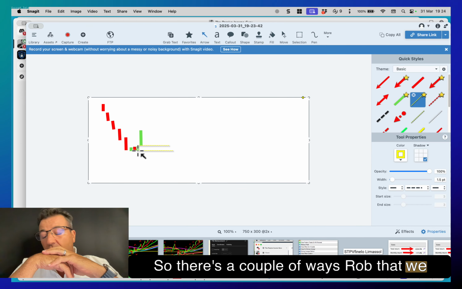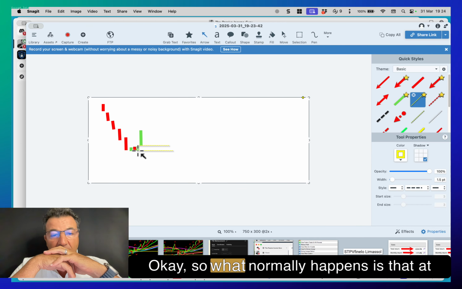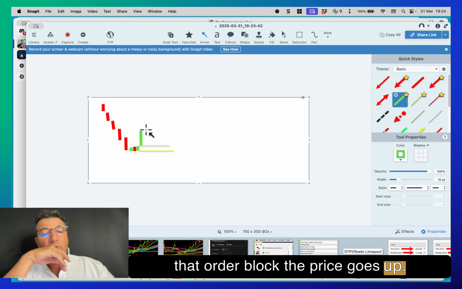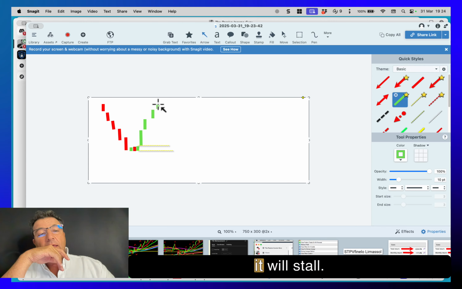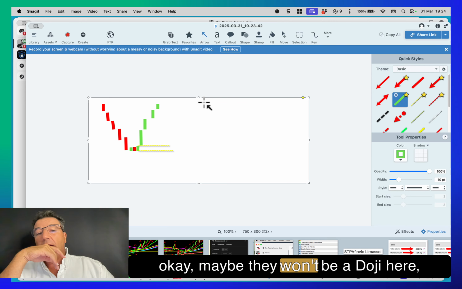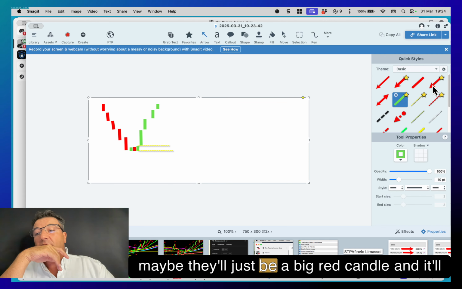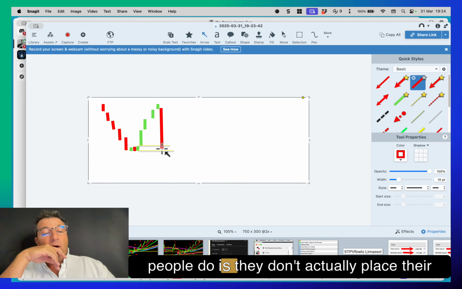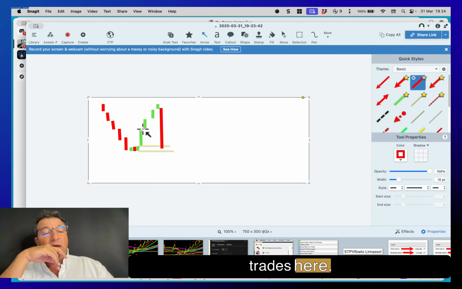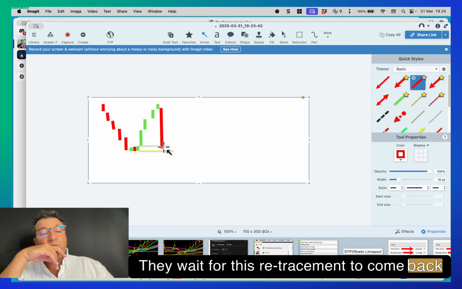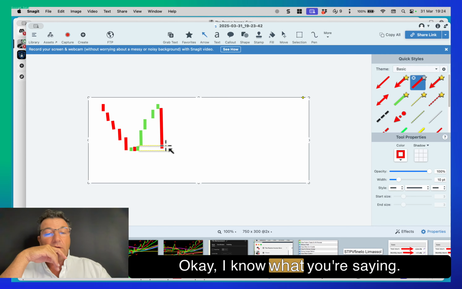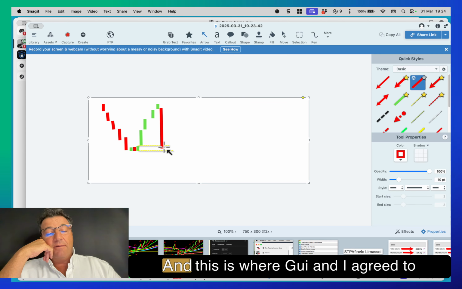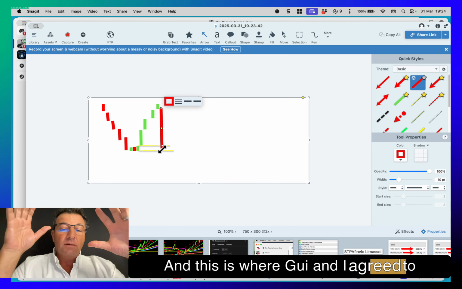So there's a couple of ways, Rob, that we could do this. What normally happens is that at that order block, the price goes up, right? And then sometimes it'll stall. Maybe there won't be a doji here. Maybe there'll just be a big red candle and it'll come all the way down here. Now, what some people do is they don't actually place their trades here. They wait for this retracement to come back into the order block. That's what I'm saying. Yes, I know what you're saying. I hear you. Okay. So they'll come back down here. And this is where Guy and I agree to disagree.